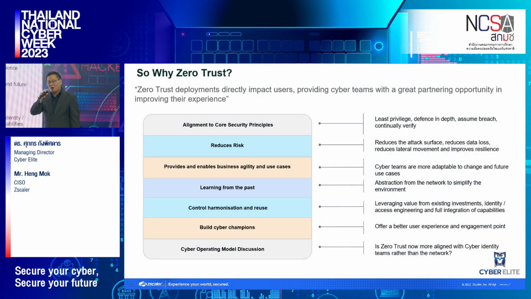So I guess I'm just going to summarize, so why Zero Trust? I think that the fact that Zero Trust impacts users in such a direct way means that cyber teams have a great opportunity to be able to partner with improving the overall user experience in an organization. Already it's aligned to core security principles such as defense in depth, assuming breach, continually verify. These are things which most security teams have as part of their security architecture processes and are looking at on a day-to-day basis. We know it actually reduces risk.